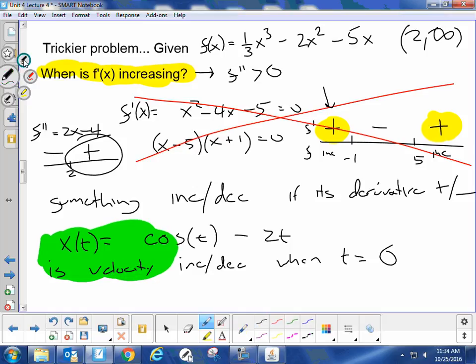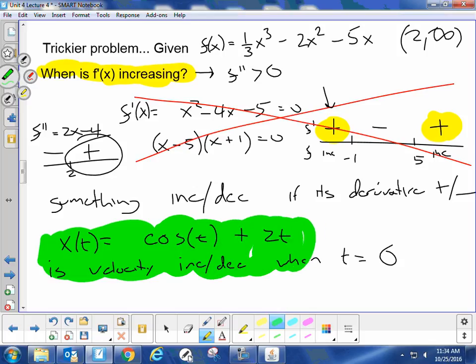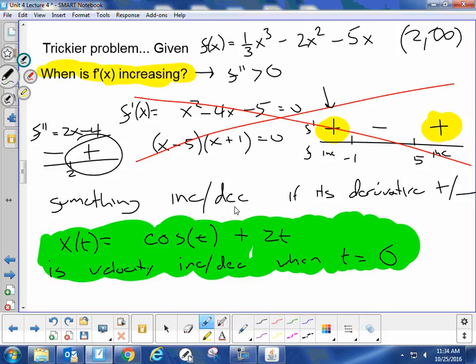Make that plus 2t, excuse me, plus 2t. Doesn't really matter. Oh, wait. Make it 2t squared. That'll be good.